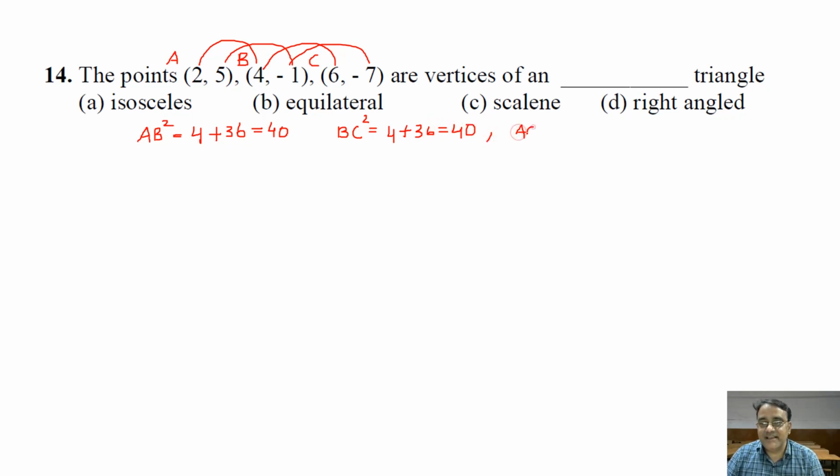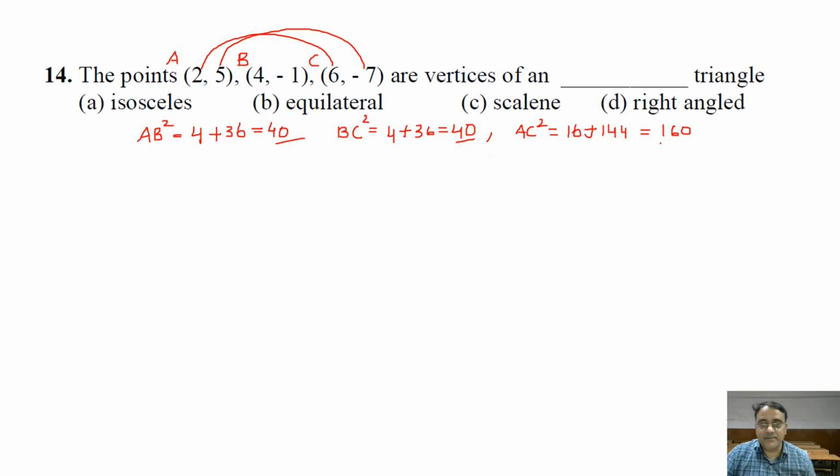Now the last side is AC square. Right, AC. Let us find the whole line. AC: 6 minus 2 whole square, that is 4 square, 16. Next, minus 7 minus 5 whole square, minus 12 whole square, 144. So we are getting 160. So here the sum of these two is not equal to this, that means it is not a right triangle. Only two sides are equal. So which option is the correct one? Option A. Option A. Very good.